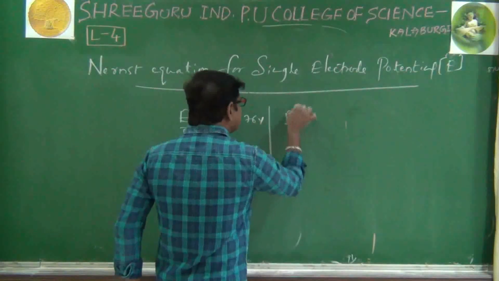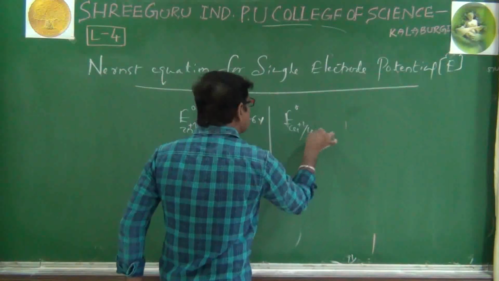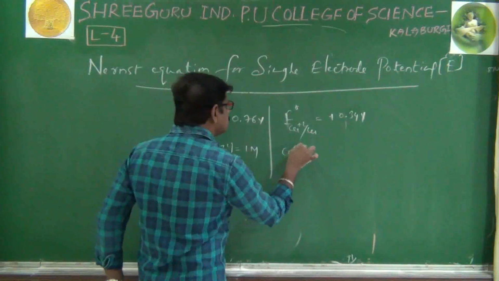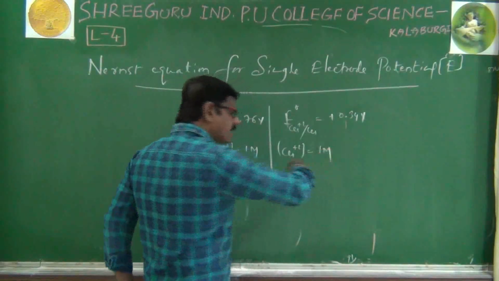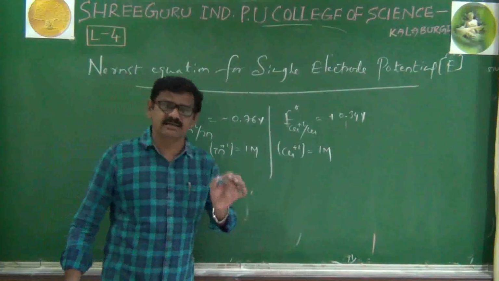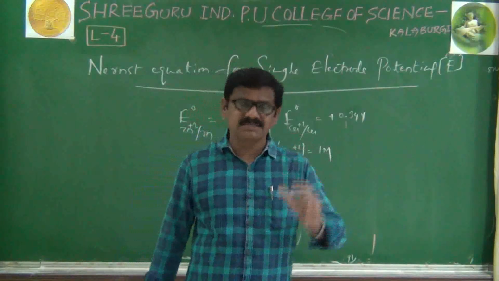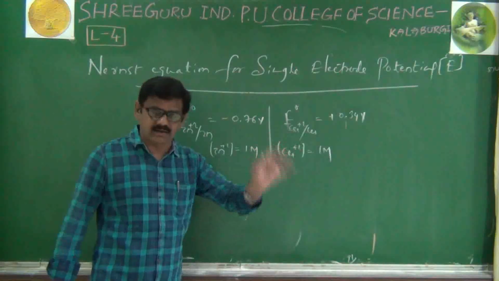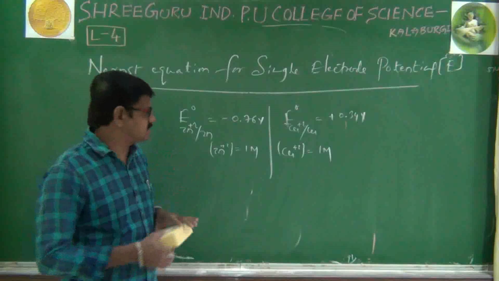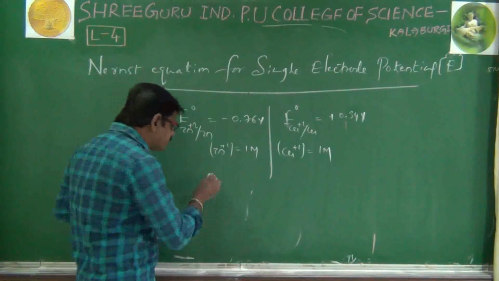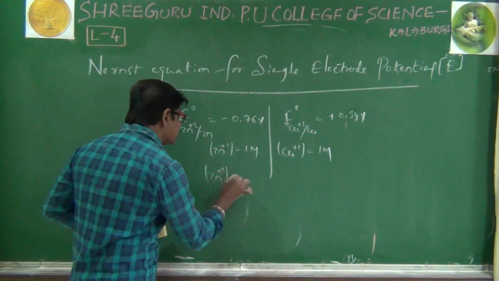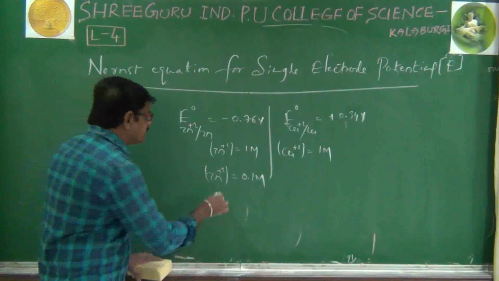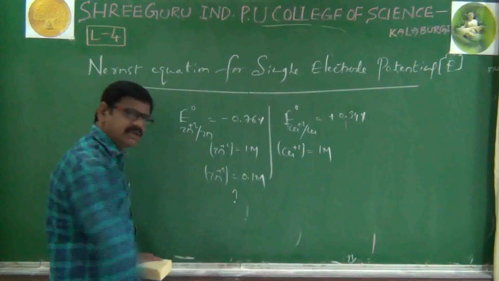Exactly, E naught Cu plus 2 oblique Cu is plus 0.34 volts. Here also the Cu plus 2 concentration is 1 molar. That's why all standard reduction potential values are measured at 1 molar concentration only. Now the question arises: instead of 1 molar, if I take the Zn plus 2 concentration as 0.1 molar, then what is the electrode potential value?